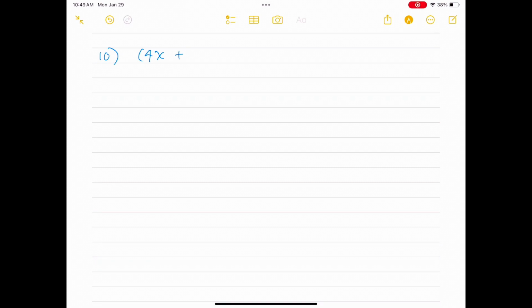Example 10. Open parenthesis, 4x plus 3y, close parentheses, minus, open parenthesis, 6x minus 2y, close parenthesis. In this case, the first parenthesis we can remove because there is no negative sign in front of it. So we have 4x plus 3y. And then the second parenthesis does have a negative sign, which means we must change the signs of each of the terms within the parenthesis.